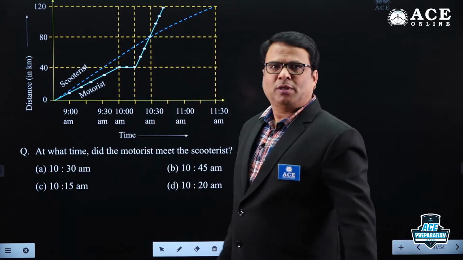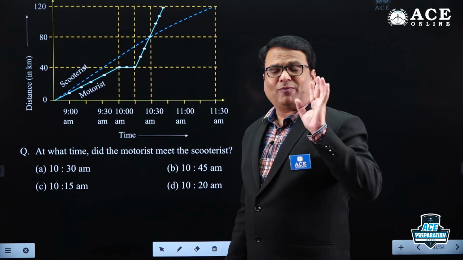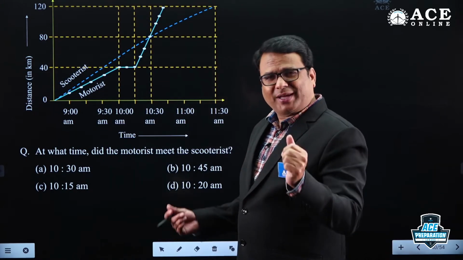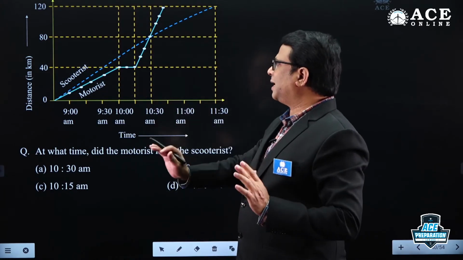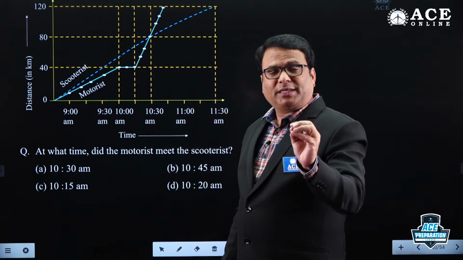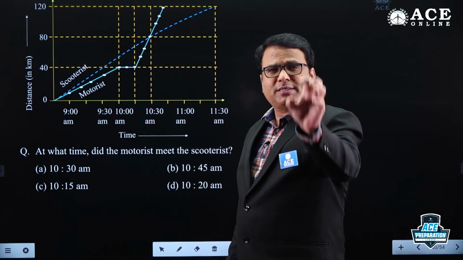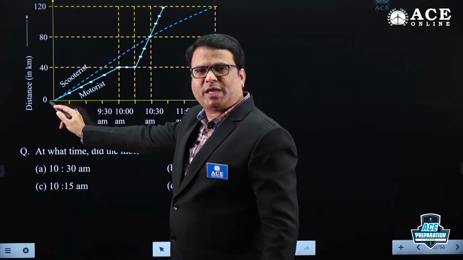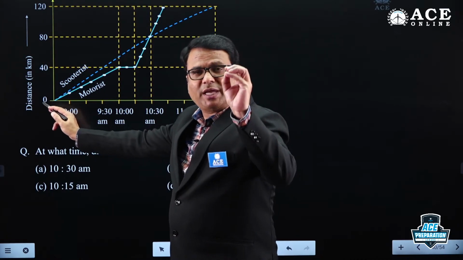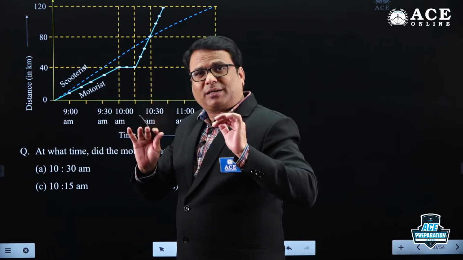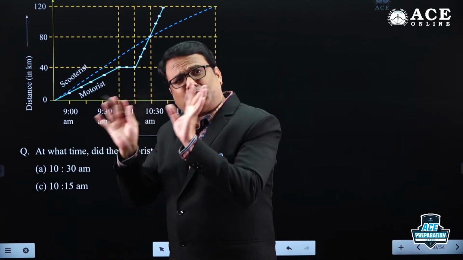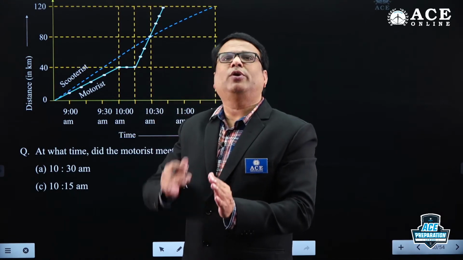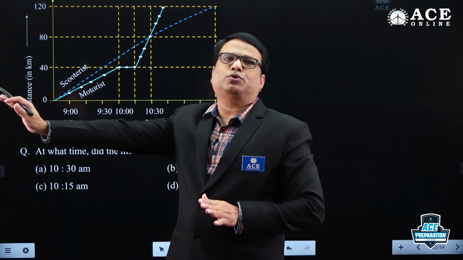Okay, now here there are one motorcyclist and one scooterist. Motorcyclist means driving a car. Both are starting the journey at the same place and at the same time. So they are starting from here, from the same place and at the same time, and both are going towards the same destination also.